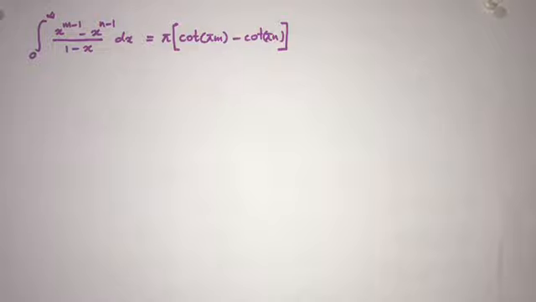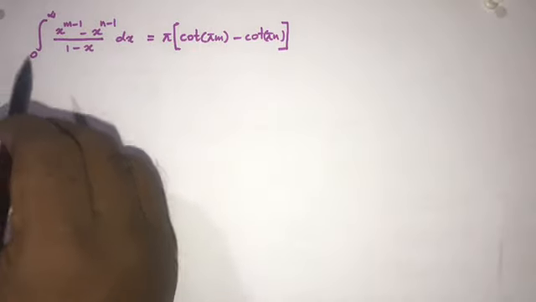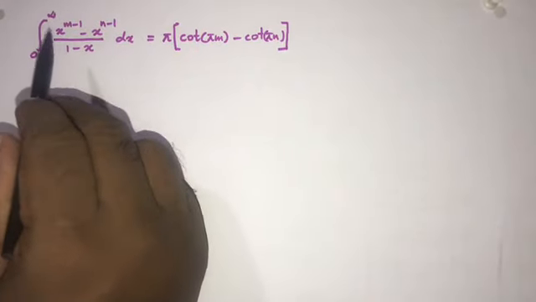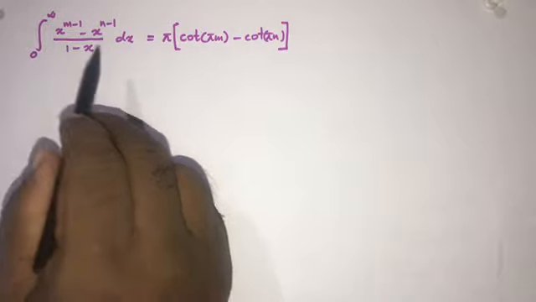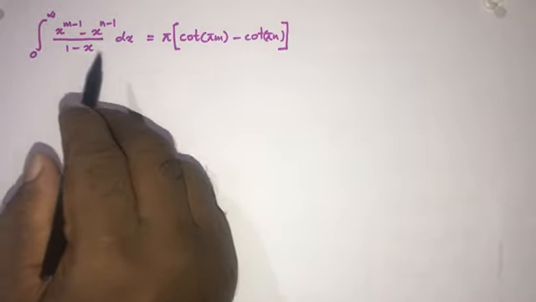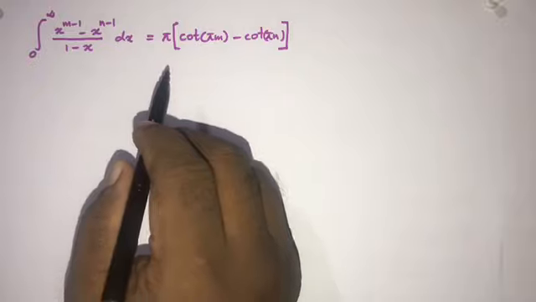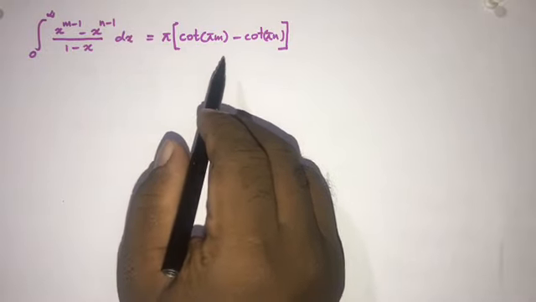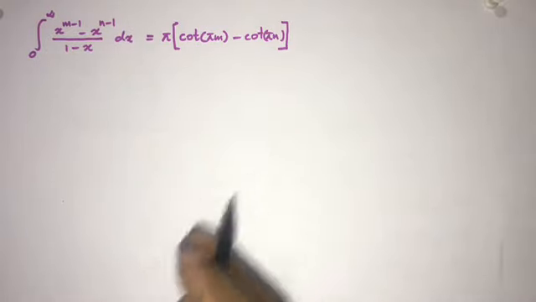Today we are going to solve another interesting integral. The integral from 0 to infinity of (x^(m-1) - x^(n-1)) over (1 - x) dx is equal to π times (cot(πm) - cot(πn)). Okay, how to begin?